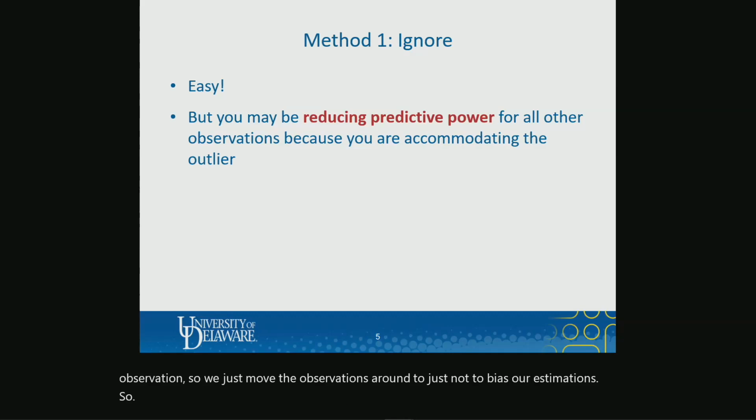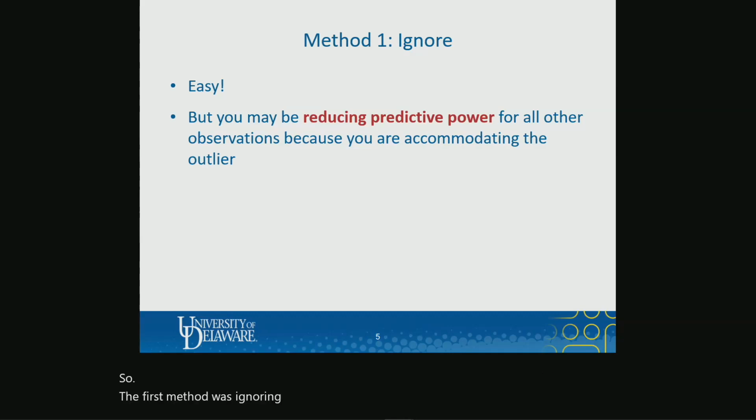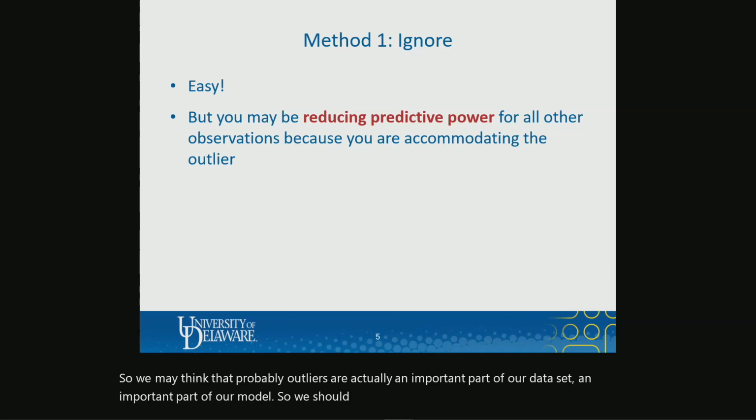So the first method was ignoring, and that's not the ideal approach, but sometimes we may not care much, especially when we have too many outliers here and there. So we may think that probably outliers are actually an important part of our data set, an important part of our model, so we should consider them. Sometimes we decide to keep them.